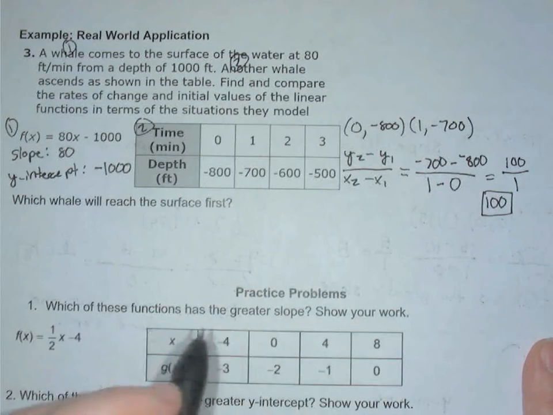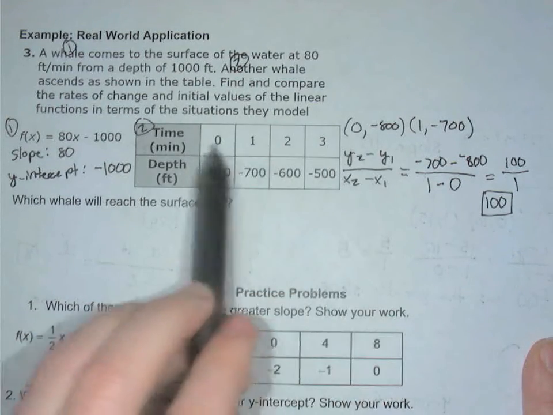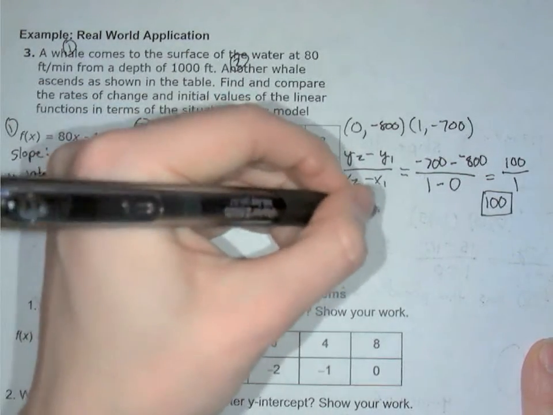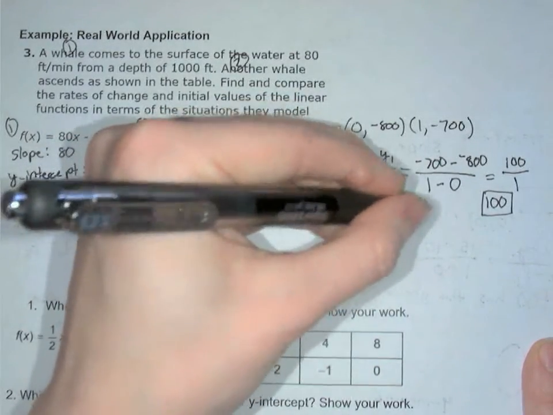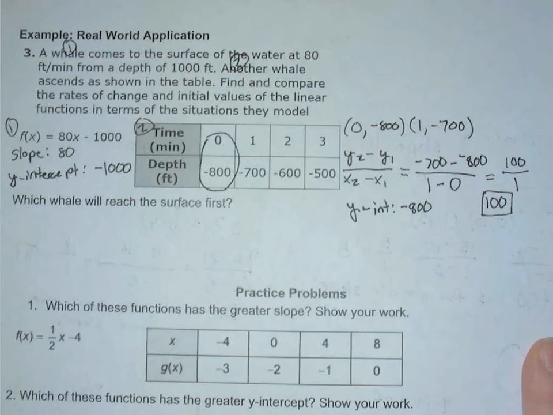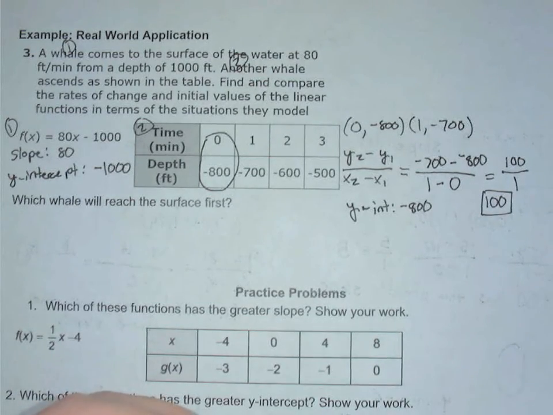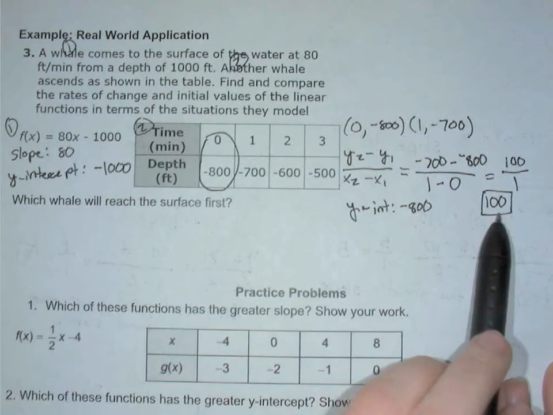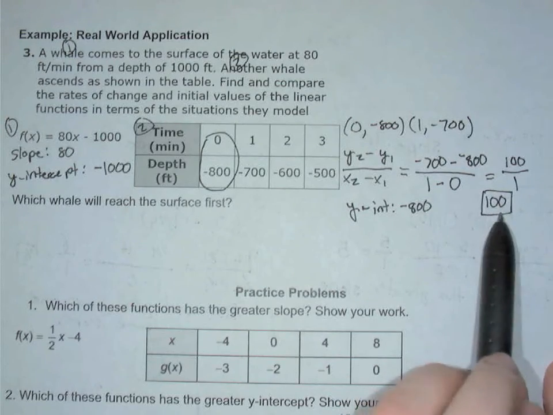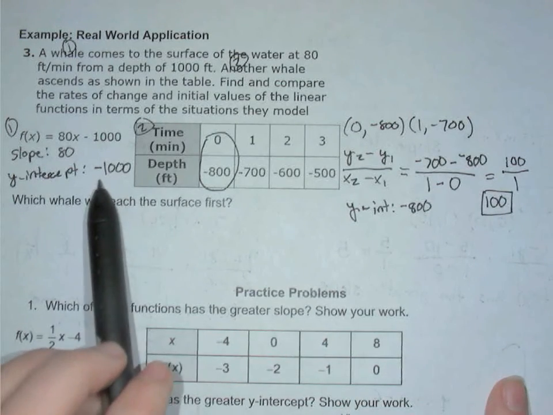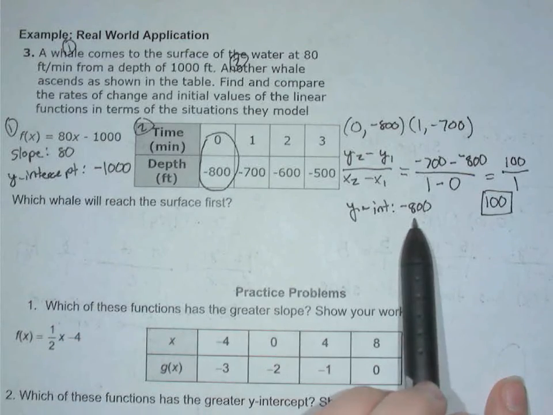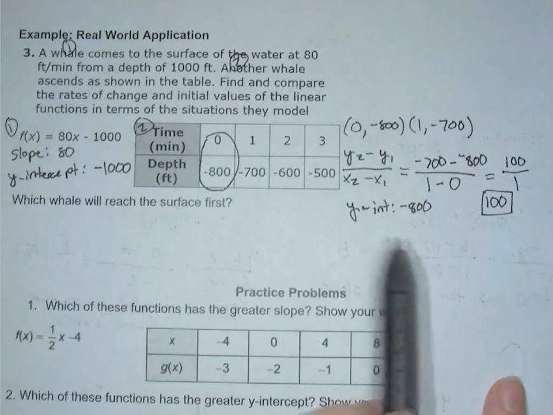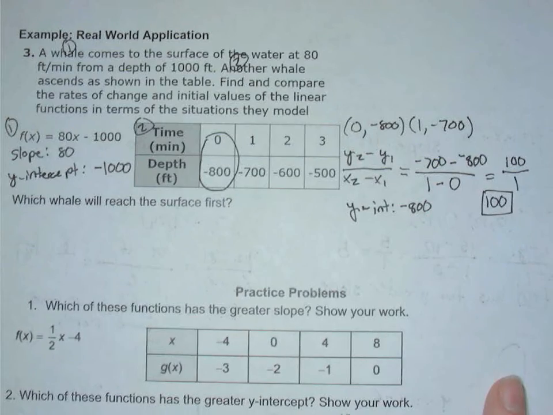His y-intercept is pretty simple as well. We look along our x for the spot where we have a 0. 0 goes with negative 800, so our y-intercept is going to be negative 800, telling us that he started 800 feet below the surface. When we compare those, we can say whale number 1, he's going slower. He's got a slope of 80, whereas whale number 2 has a slope of 100. So whale number 2 is going quicker here. And then we've got a y-intercept of negative 1,000, and here we've got one of negative 800. So whale number 1 is starting deeper too. He's starting 1,000 feet below the surface, and whale number 2 is only starting 800 feet below the surface.